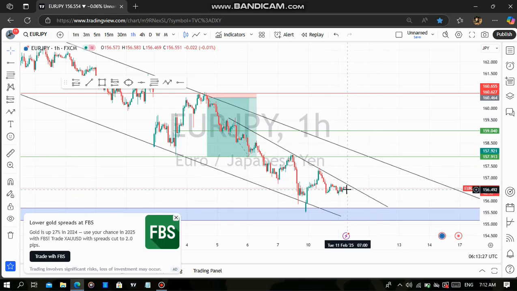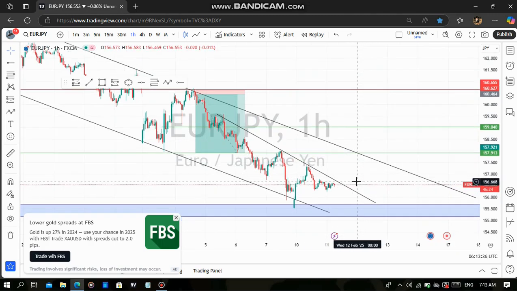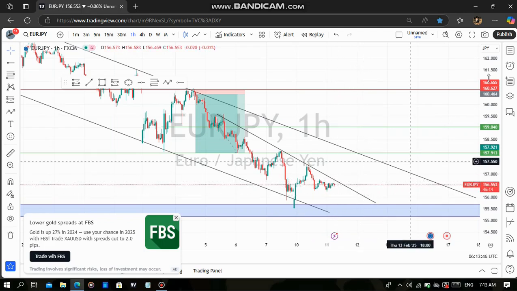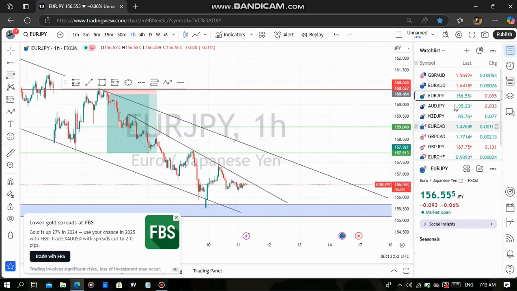So at any point in time, when we get our confirmation for entry, that is a rejection candlestick, we'll be looking forward to taking a sell trade on EURJPY. So for this week, we wait patiently for price to get to our point of interest, give us confirmation for our entry, then we take our trade. So that is that about EURJPY.